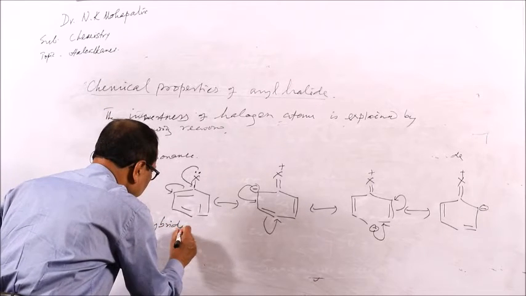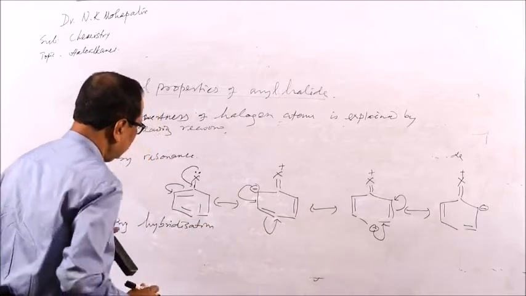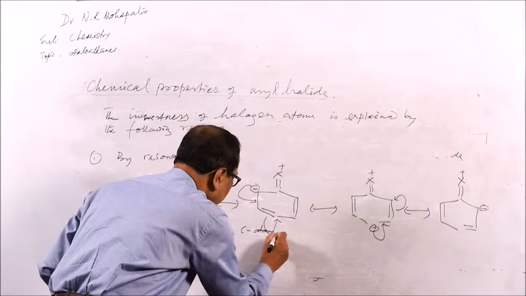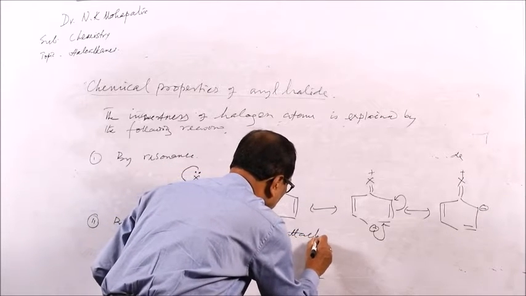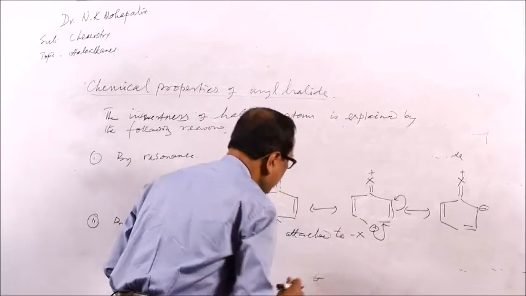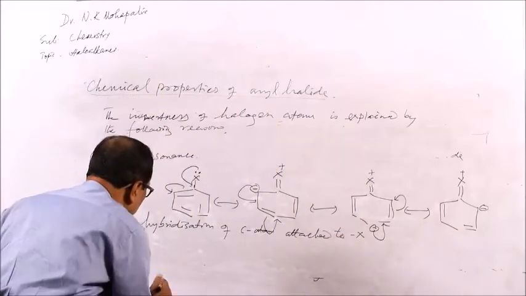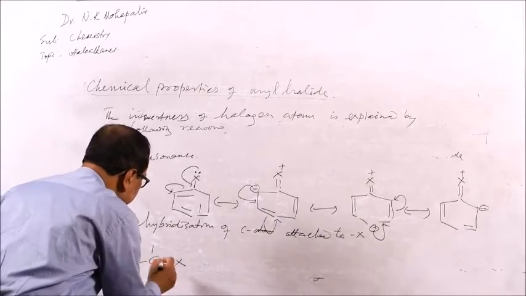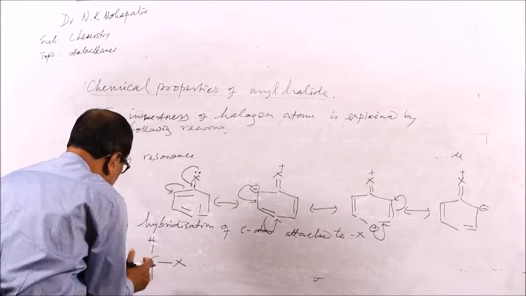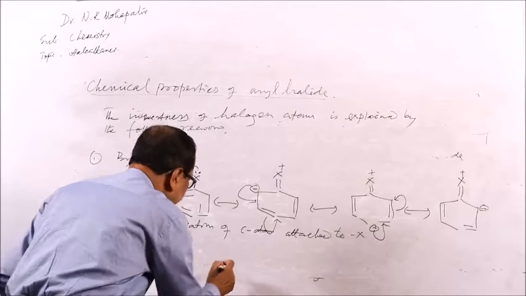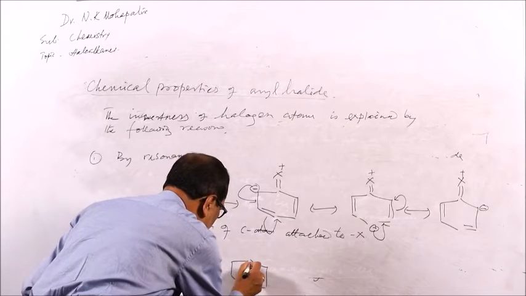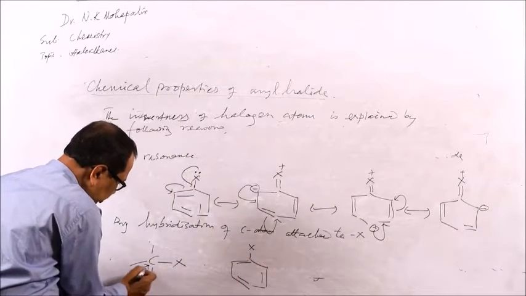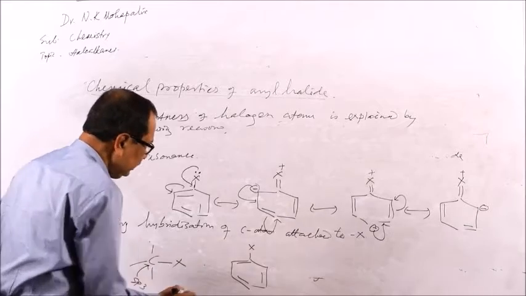Another point is hybridization. You can also explain this on the basis of the hybridization of the carbon atom attached to X. Consider the alkyl halide and the aryl halide. Here the carbon atom is saturated and is sp3 hybridized. Here the carbon atom is sp2 hybridized.